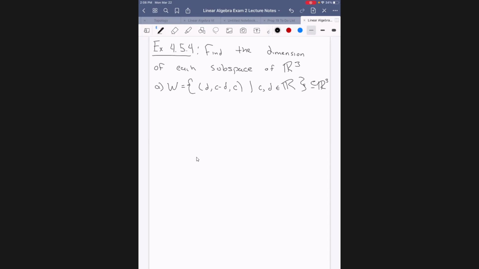Okay, so how do we check if this is a subspace and find its basis? Remember what it means to be a basis. A basis just satisfies two requirements: it spans the entire space, and the vectors are linearly independent, right? But we could also say that it's the least number of vectors that we need in order to write every other vector in that space as a linear combination, right? So let's pick an element in here. It should be (d, c minus d, c), a vector in R3.